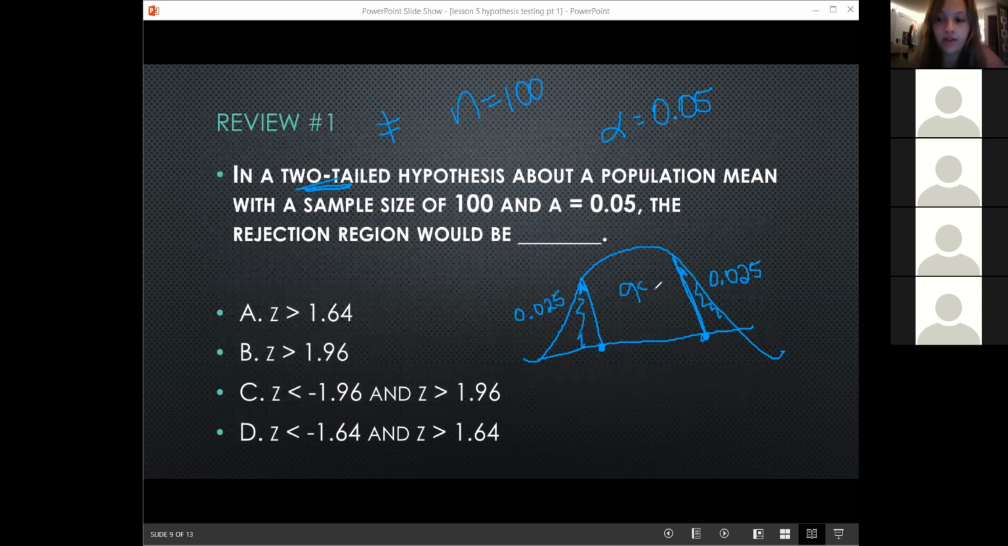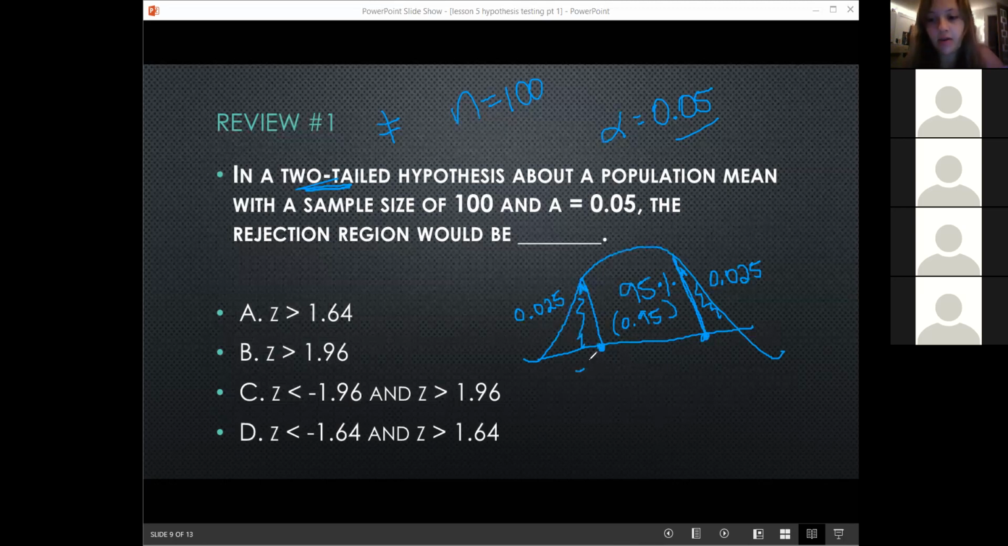So remember, this is going to be 95% in here, because if we add this up, it's going to equal 5%, so this is going to be 95%. Here it is as a decimal. And if you remember from the empirical rule, 95% of the data lies within plus or minus 1.96 standard deviations of the mean.